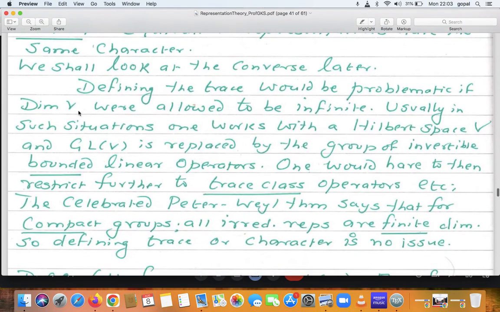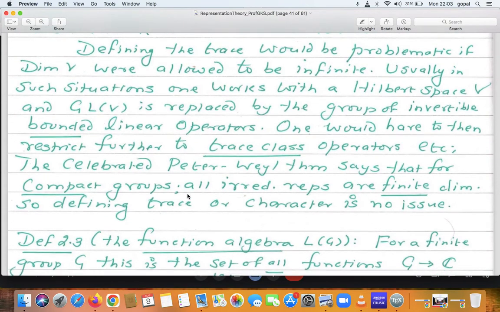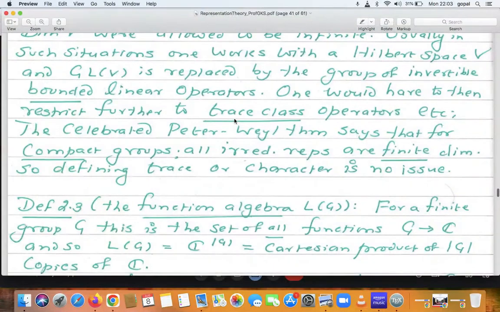Defining the trace would be problematic if the dimension of V were allowed to be infinite. Usually, in such a situation, one works with a Hilbert space V, and GL(V) is replaced by the group of invertible bounded linear operators. One would have to restrict it further to something like trace class operators. The celebrated Peter-Weyl theorem says that for a compact group, all irreducible representations are finite dimensional. So defining the trace or a character is no issue for a compact group.